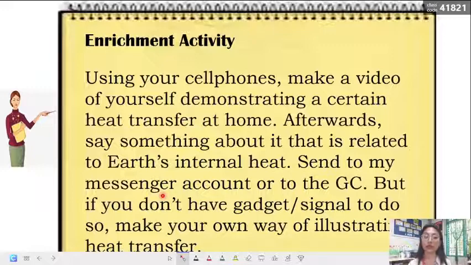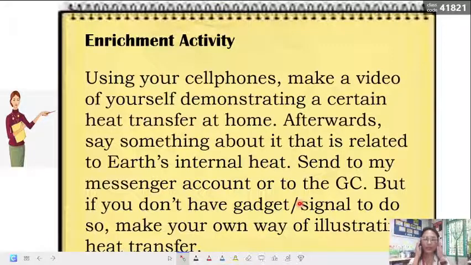But if you don't have the gadget or signal to do so, make your own way of demonstrating the heat transfer. It's up to you. It's your own resourcefulness and creativity. I will look forward to the output.